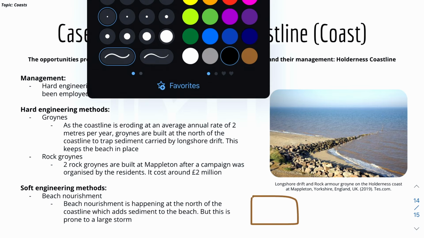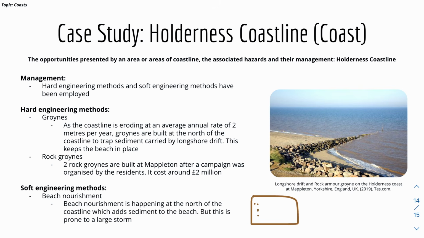So you have very little sand over here, and a lot of sand here. What beach nourishment is that people will add materials to this side right here because there's barely any sand, and they will nourish the sand, basically add more sand here so that it's more even. But as I mentioned here, it's prone to a large storm, because if a storm were to come, it will basically wash away the materials here because they are just newly added, which means they are prone to large storms.